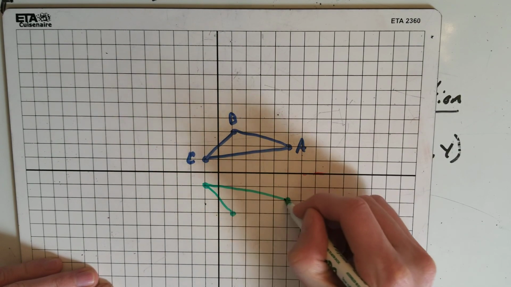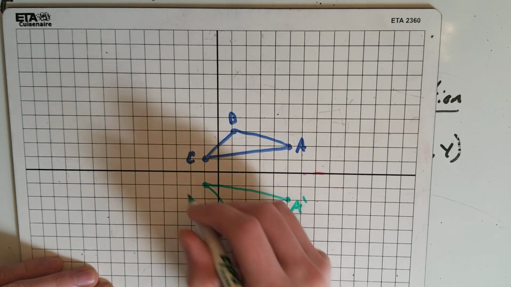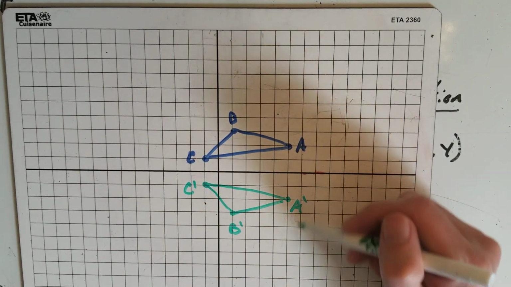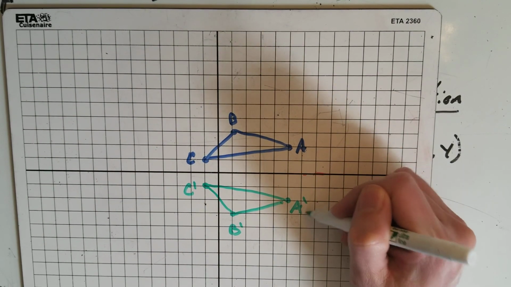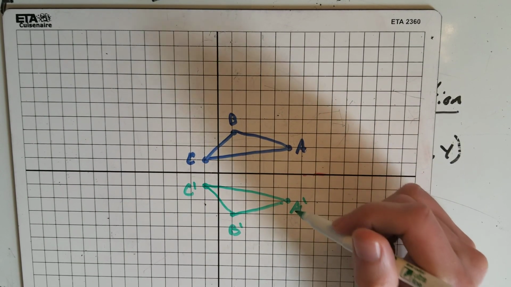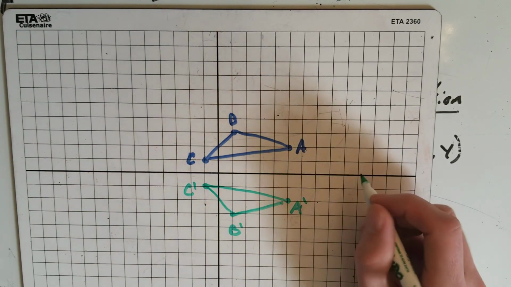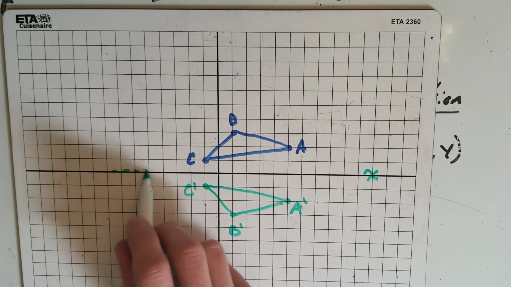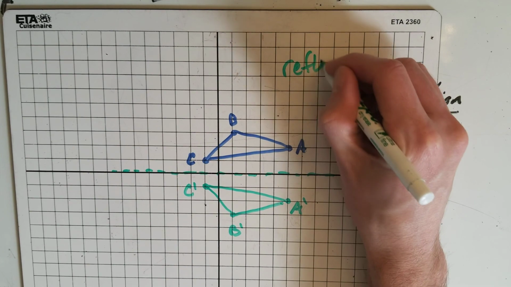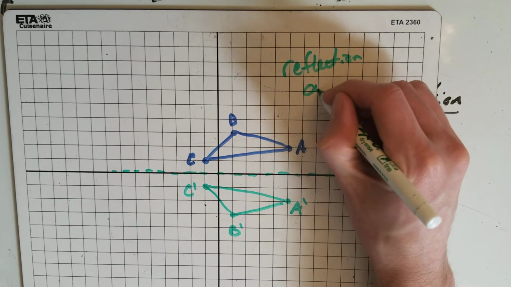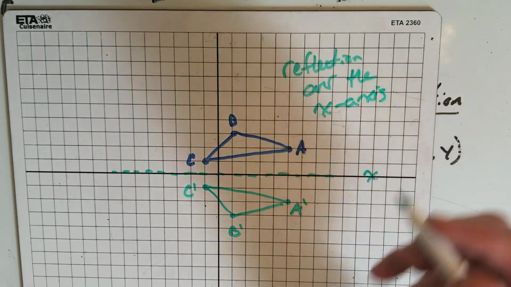And we need to figure out what transformation took place. So, judging by the notation that we have, we know we're starting at the blue triangle and ending at the green. We know that by the prime symbols. You can see here we're clearly reflecting, we're a mirror image, and we're reflecting over this line right here, which is the x-axis. So we would say this is a reflection over the x-axis. That's the transformation that took place.